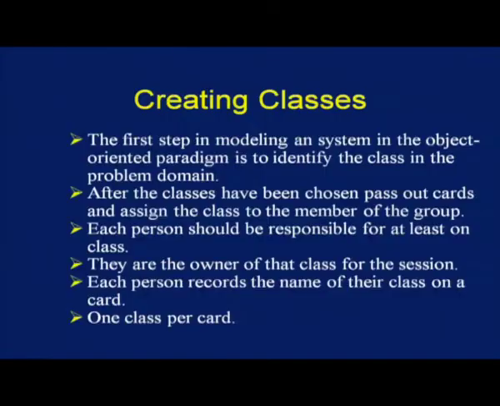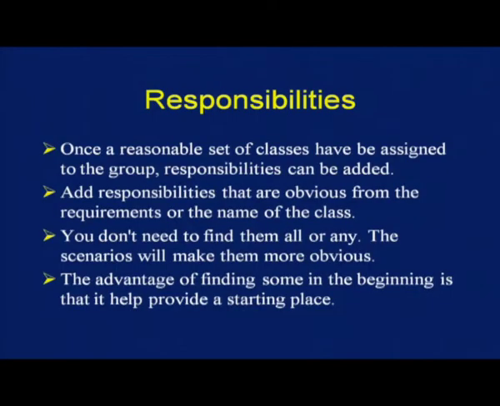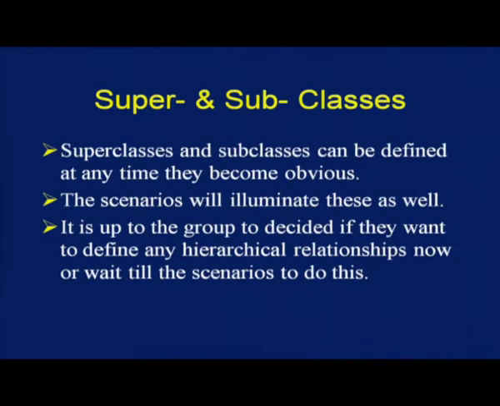Creating classes, the first step in modeling a system in the object oriented paradigm is to identify the class. After the classes have been chosen, pass out cards and assign the class to the member of the group. Each person should be responsible. It is a good activity, 1 or 2 lectures it can take for a small problem. This is a set of responsibilities. Reasonable set of classes have been assigned to the group. Responsibilities can be added. Add responsibilities that are obvious from the requirements or the name of the class. The name of the class should tell what it should do.